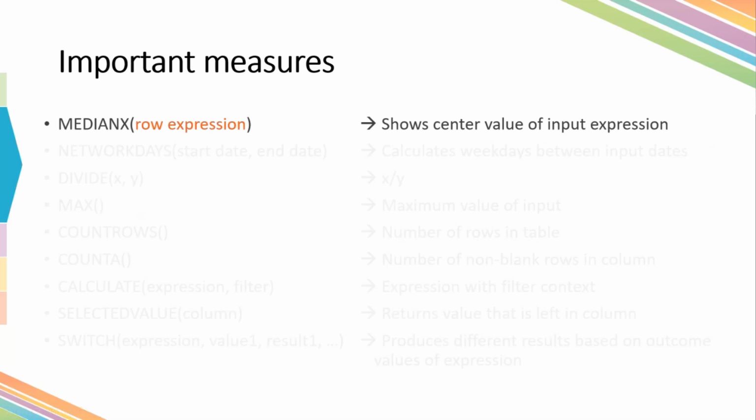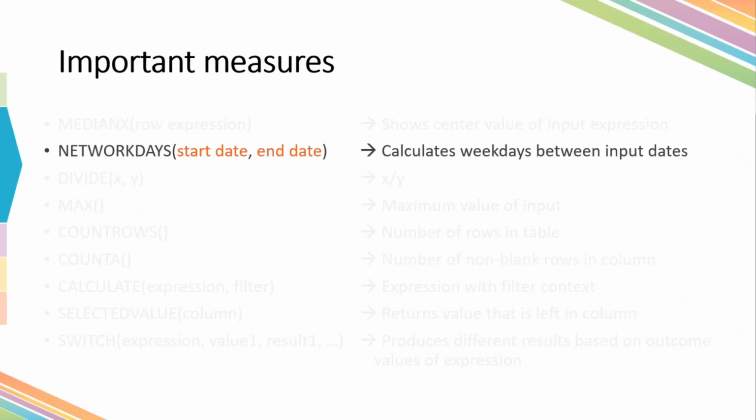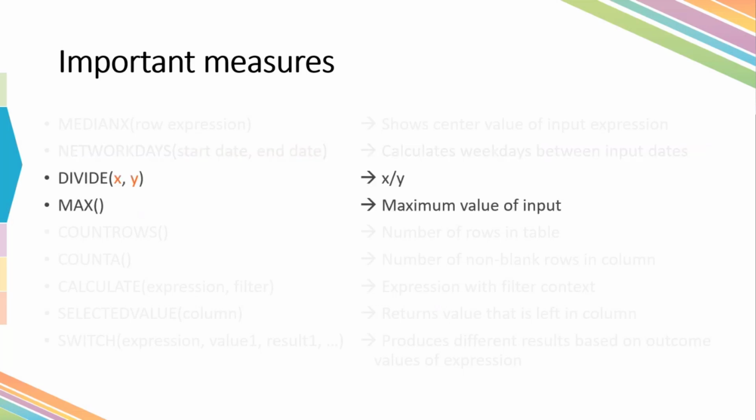First, I would like to highlight a couple of measures that are important for the presentation, just so that I don't lose anybody. The median x function requires a row expression as an input and puts out the center value for the input expression. Network days is a function that allows you to calculate the weekdays between a start date and an end date. I think divide and max are pretty clear to everybody.